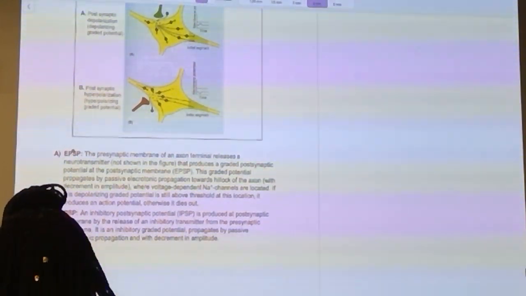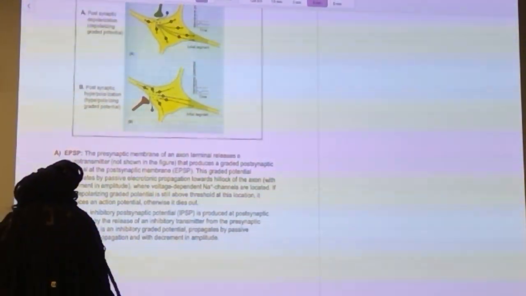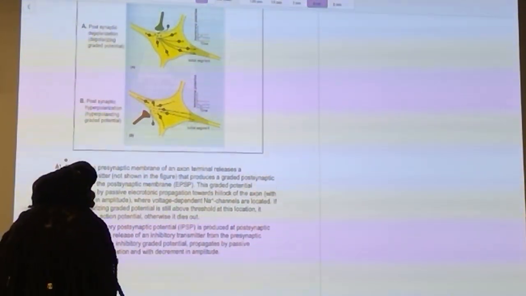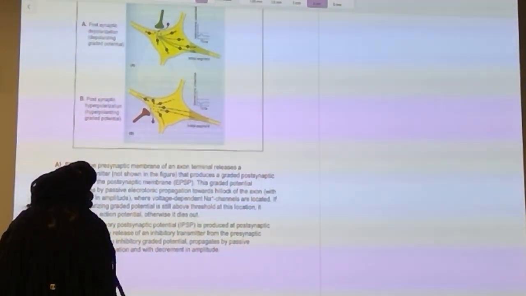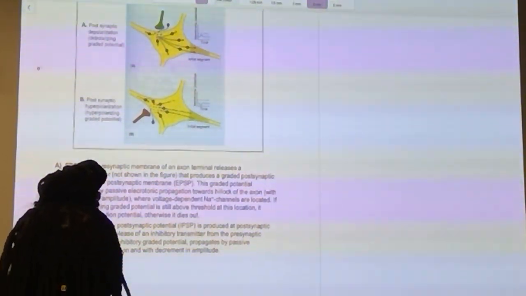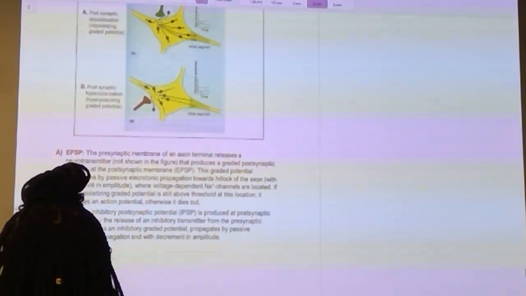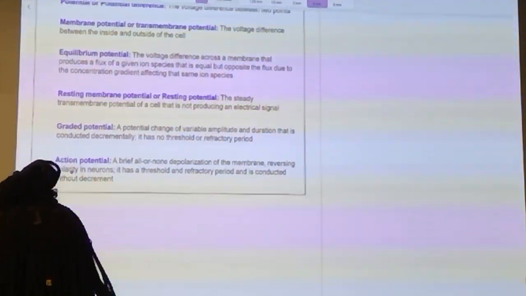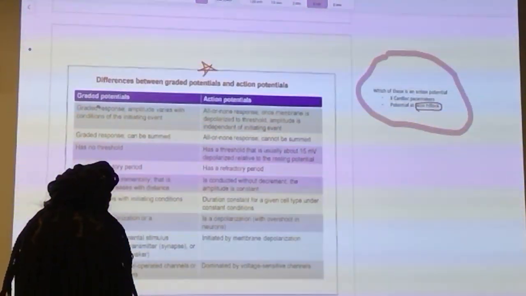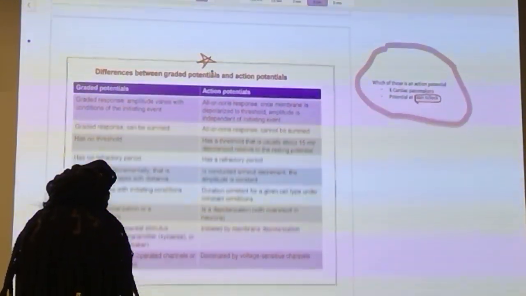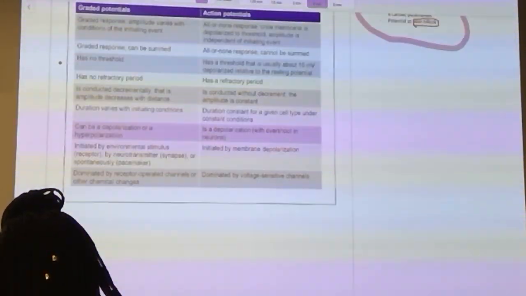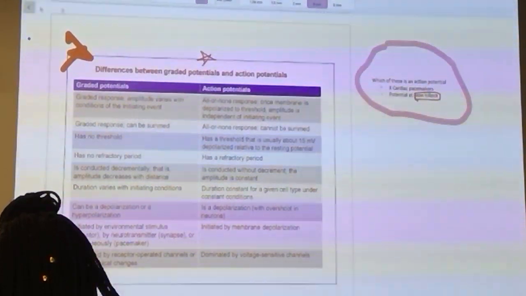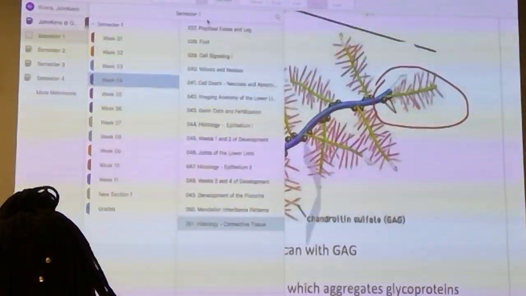Okay, EPSPs excite, IPSPs inhibit, and these are, we forgot, it's not an action potential, so what's the opposite of action potential? Graded potential. So these are graded potentials. And just know the difference between graded and action potentials. You have a question on that too. That's also good.